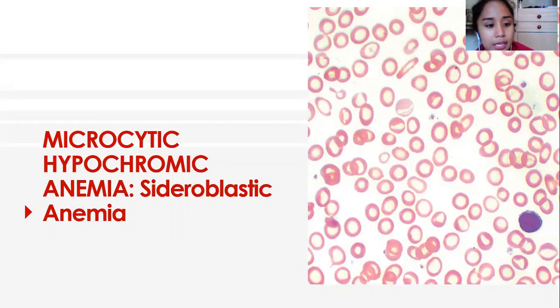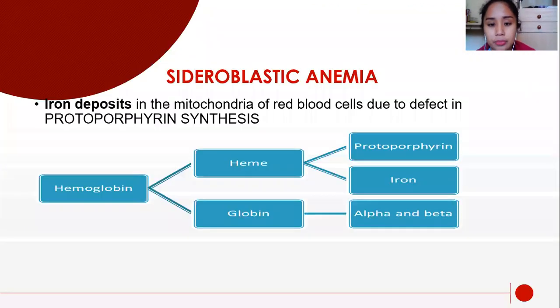Next, microcytic hypochromic anemia with regards to sideroblastic anemia. In sideroblastic anemia, there is an increased deposit of iron in the mitochondria of red blood cells due to the defect in protoporphyrin synthesis. Class, our protoporphyrin is low, so heme is also low, and it tends to accumulate more iron. Why? Where will the iron attach? It scatters, class.